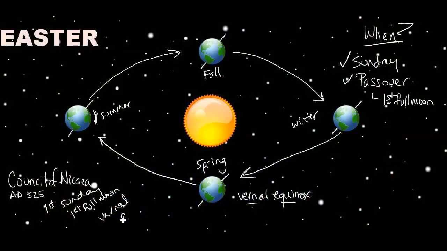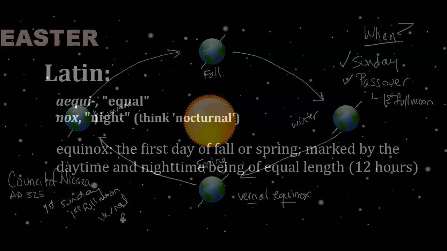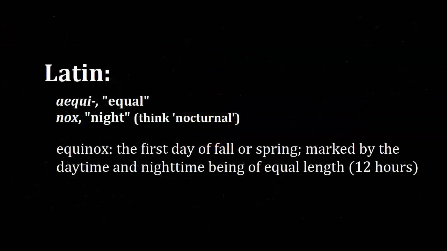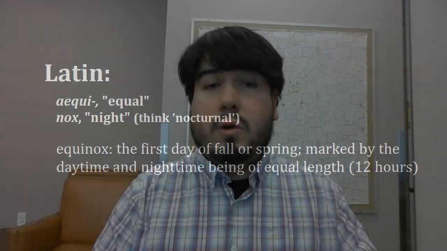The vernal equinox marks the first day of spring. The word equinox comes from Latin aeque, meaning equal, and nox, meaning night. This is because during the equinox, day and night are both the same length, 12 hours. The date of the vernal equinox floats around a little bit and changes every year. This year it happened on the 19th of March.